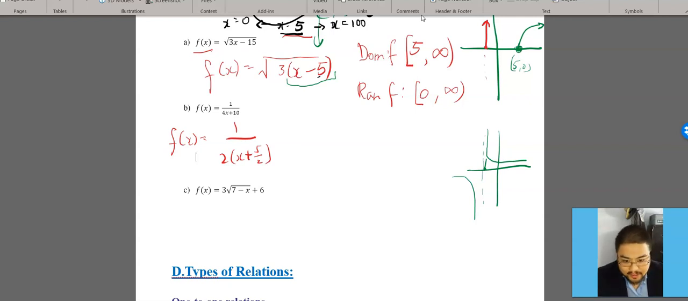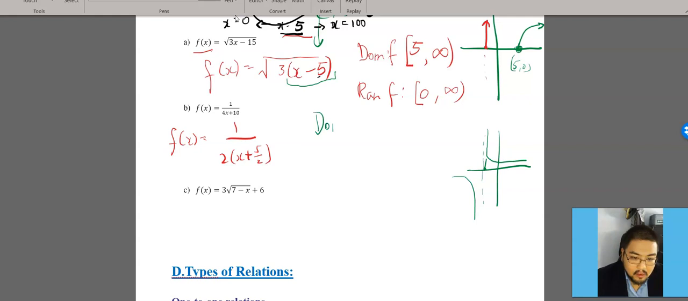So going back to this rectangular hyperbola, if we're talking about the domain, it can equal any number along the x-axis, except for this particular asymptote. So what we've actually got is that the domain of f is all real numbers except for this particular point here, which is x is equal to negative 5 on 2.